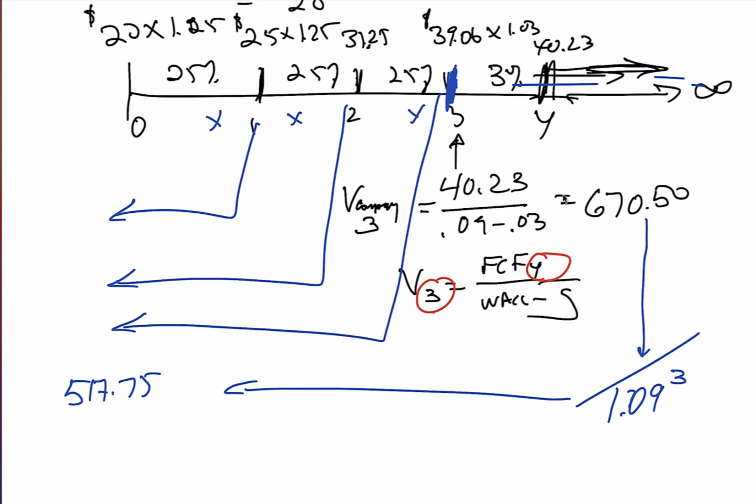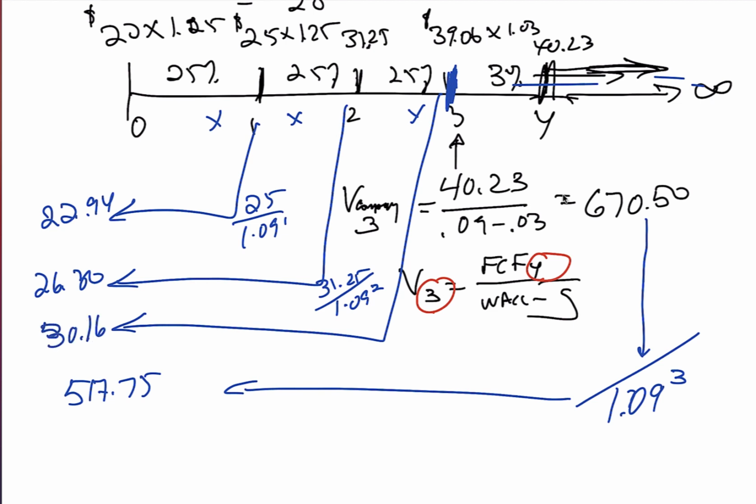Now the company is entitled to the free cash flow it's generating in these intervening time periods. So we're going to take 25 divided by 1.09, 31.25 divided by 1.09 squared, and so on. We get 22.94, 26.30, and $30.16. The whole thing comes out to be $597.15. That is the value of the company.